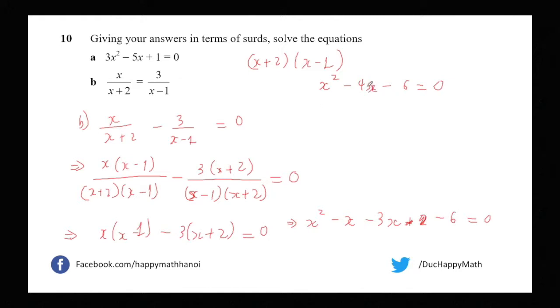Yes, so you can solve this equation by yourself with h1 and h2. 4 plus the square root of b squared, which means 16 minus 4ac, and divide by 2, and 4 minus the square root, divided by 2. You can simplify them, quite easy to finish.